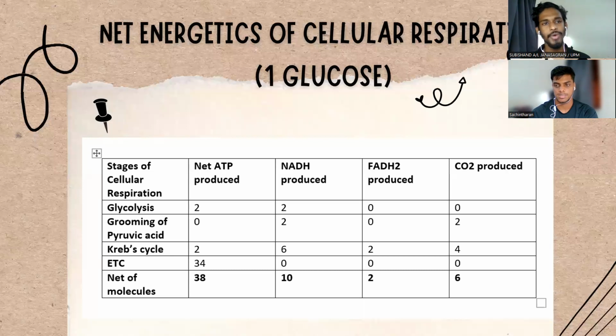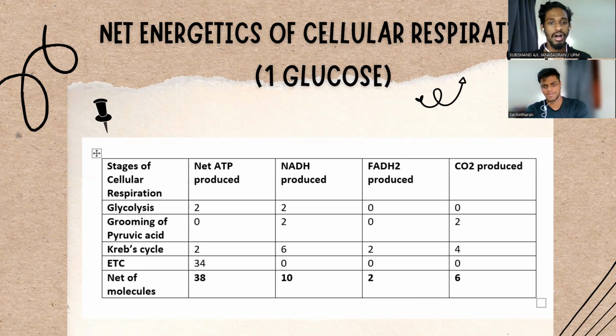Okay, now I'm going to explain the net energetics of cellular respiration. There are four important stages of cellular respiration: the first one is glycolysis, then the grooming of pyruvic acid, the Krebs cycle, and the electron transport chain. The net ATP produced in glycolysis is 2, and in the Krebs cycle is also 2. For the electron transport chain, 34 ATP is produced.